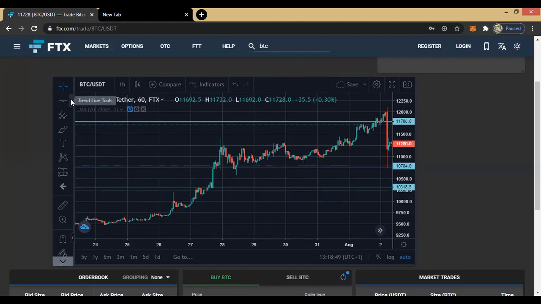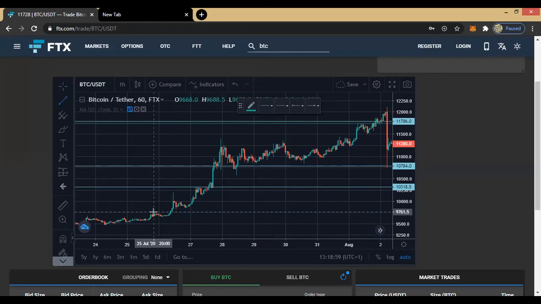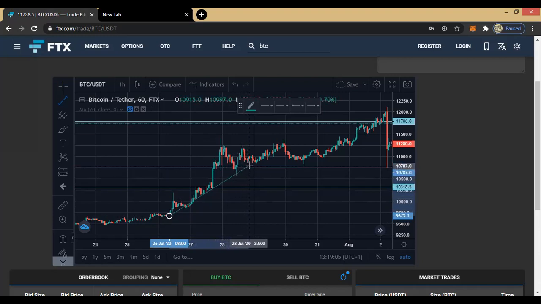Let me try to see if I can draw the charts. Okay, let me use the trend line. Okay, you can see here the candle has been making a series of higher highs, so to say, making a series of higher highs.